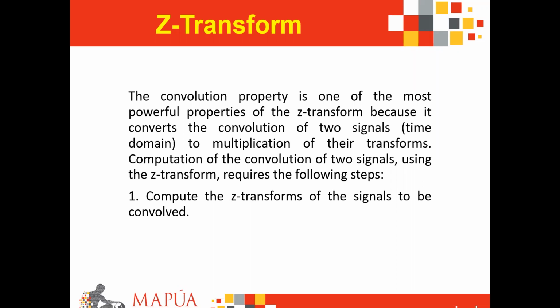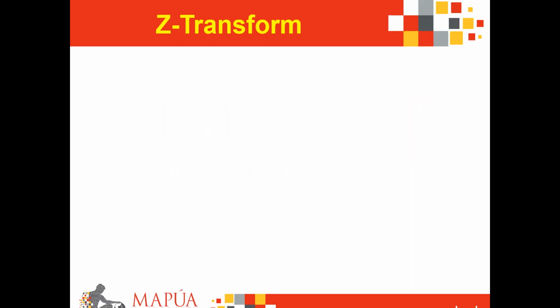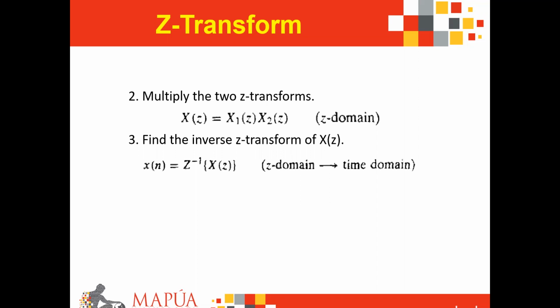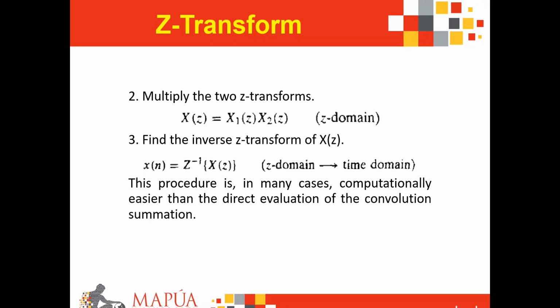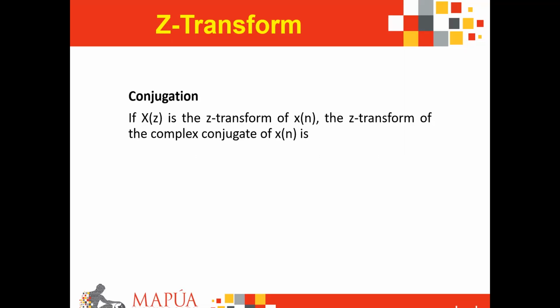So first, compute the Z transforms of the signals that are to be convolved. After that, okay, parang ginawa mo na from time domain, ginawa mong Z domain. After that, multiply the two Z transform signals, naka Z domain, and find the inverse Z transform to turn your Z domain back to your time domain. Ganun lang. Nakuha? So this procedure, in many cases, is computationally easier to do rather than the direct evaluation of your convolution summation.